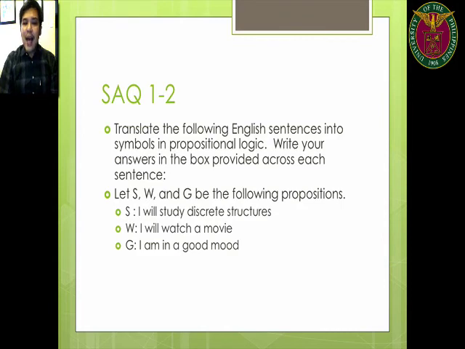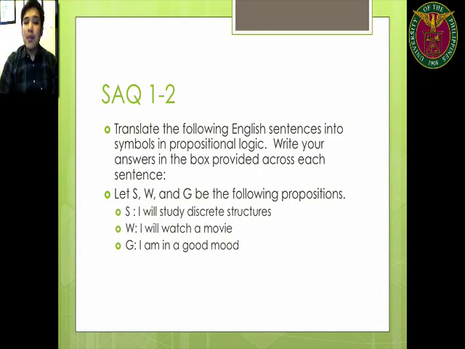Now let's look at SAQ 1-2. In future SAQs, I will not be helping you answer the questions, but because we've been encountering errors, I want to make sure that you understand the foundations, or the foundational topics, first.